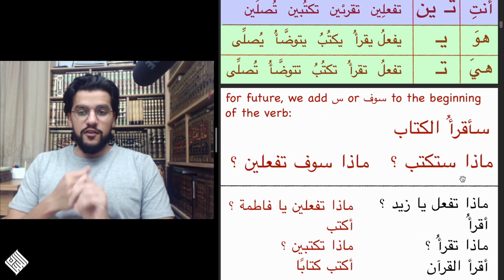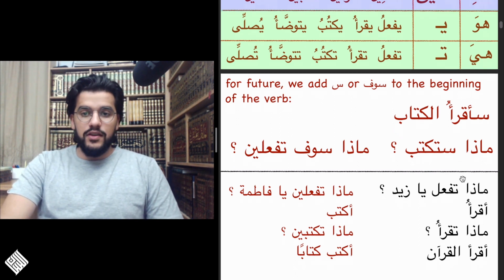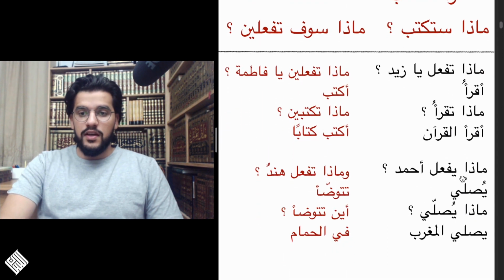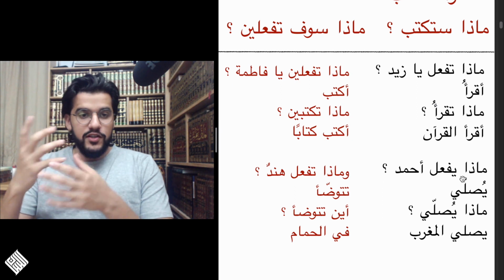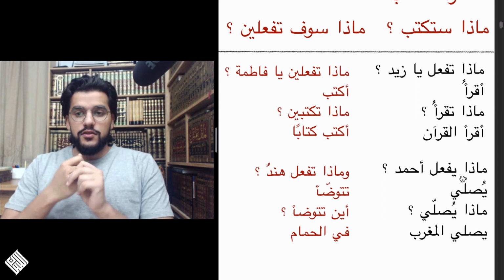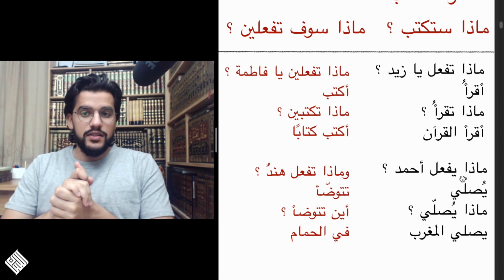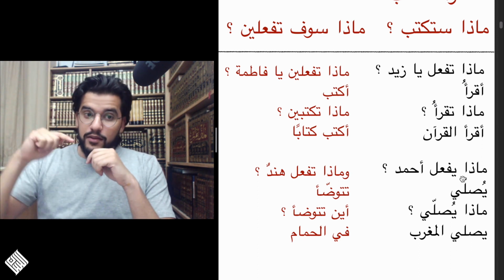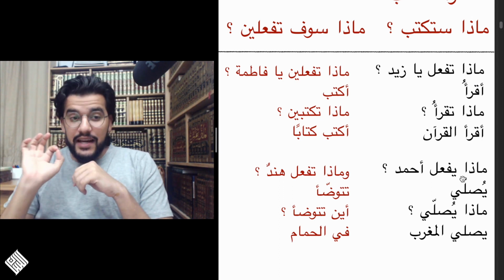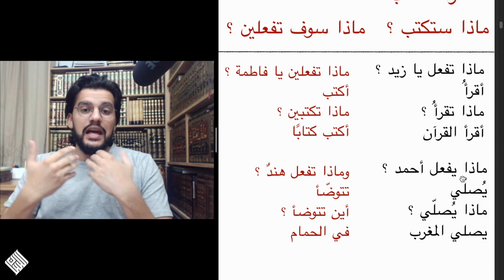Now just for the sake of practice, let's read some sentences containing فعل مضارع or the present verb. Here we have on the right side in black a conversation between males. So ماذا تفعل يا زيد. ماذا means what, تفعل you do, and because it's you, the doer is you, I began the verb with ta. ماذا تفعل يا زيد. Zaid answers أقرأ.